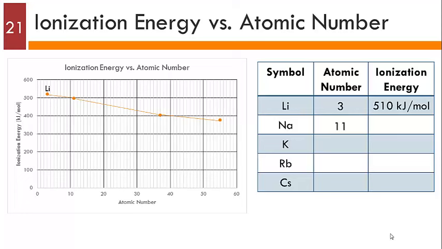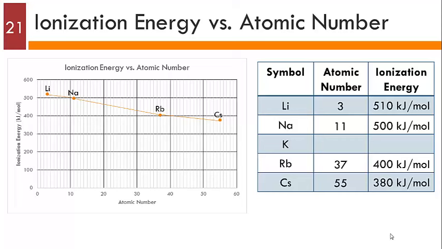Sodium is atomic number 11. So there it is on our chart, and it's about 500 kilojoules per mole of ionization energy. We don't see potassium on the chart, but we do see atomic number 37, which is rubidium, and it's got about 400 kilojoules per mole of ionization energy. And we see cesium, which is atomic number 55, and it's got around 380 kilojoules per mole.